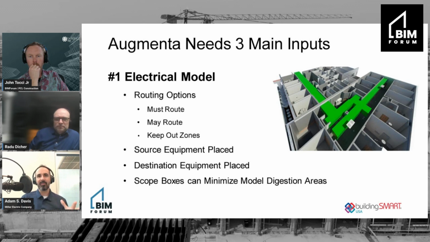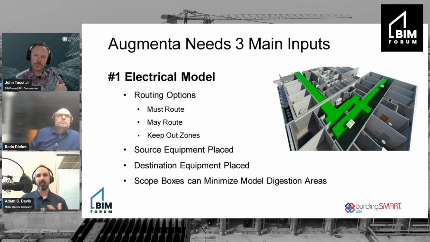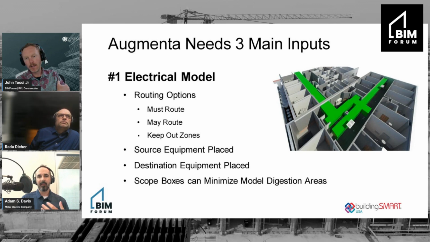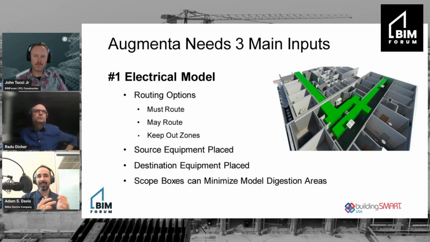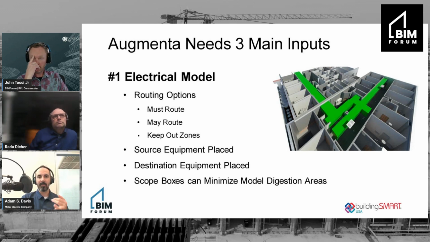When we're looking at the inputs, we still require some type of inputs to come from the user, and Augmenta specifically requires a few different ones. The first one is an electrical model. The model will contain a lot of things. Mainly, it'll have some no-go zones or must-route and may-route zones. You can see in the picture here I'm referring to a preferred routing zone in this green box that we've drawn in. There are also rules like don't go into an elevator shaft or stay away from this fire-rated wall.